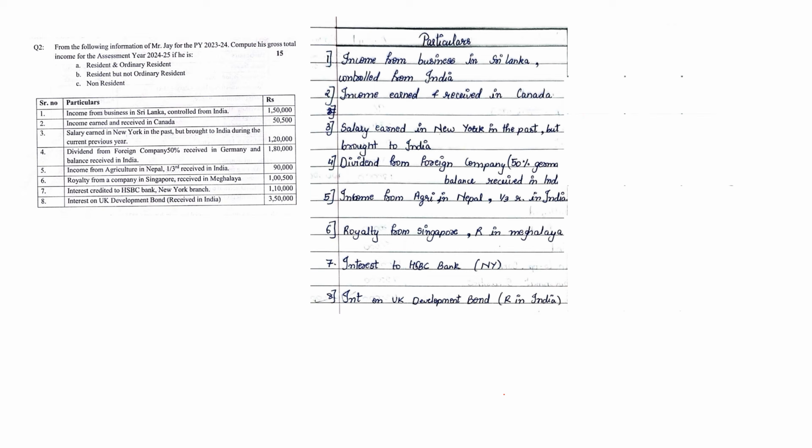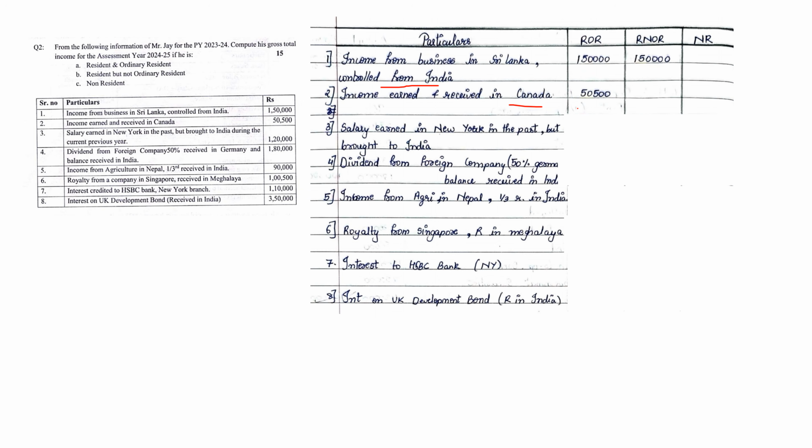Okay. So in order to solve, first we note down all the particulars, and then we'll start one by one. First was income from business in Sri Lanka controlled from India. The rule was if it is controlled from India, the first 2 people will have to pay. So 1,50,000 will be taxable for that income for ROR and RNOR. Income earned and received in Canada. So foreign income, only the first person will pay. Salary earned in New York in the past. The moment past comes, no one has to pay.